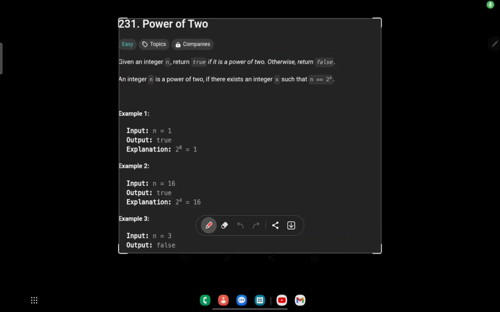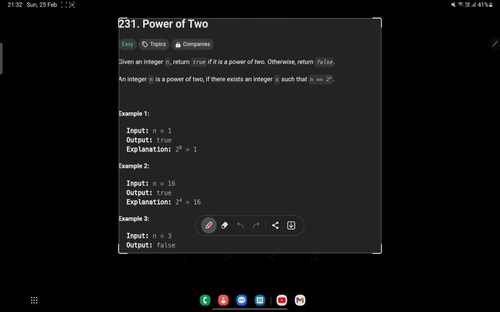Guys, today we are going to see the LeetCode question Power of 2. Given an integer n, we have to return true if the element is a power of 2, otherwise we have to return false. An integer n is a power of 2 if there exists an integer x such that n is equal to 2 to the power x.